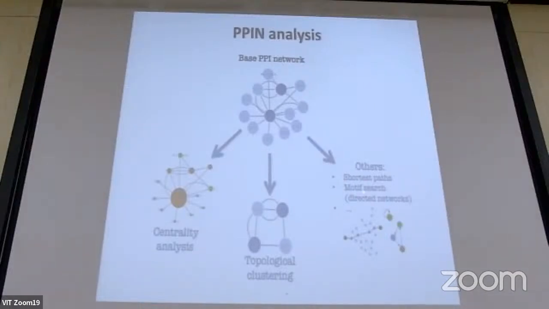And of course, motif search, like if the interaction is a directed network. We have 2 types of networks, directed and undirected. In directed networks, there is a specific list of analyses that could be done. We will see these 2, centrality and topological analysis.